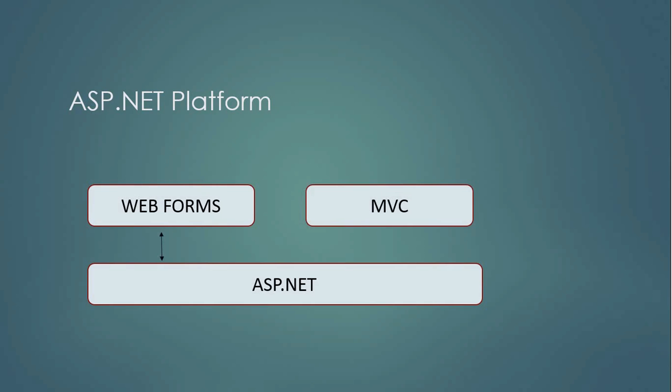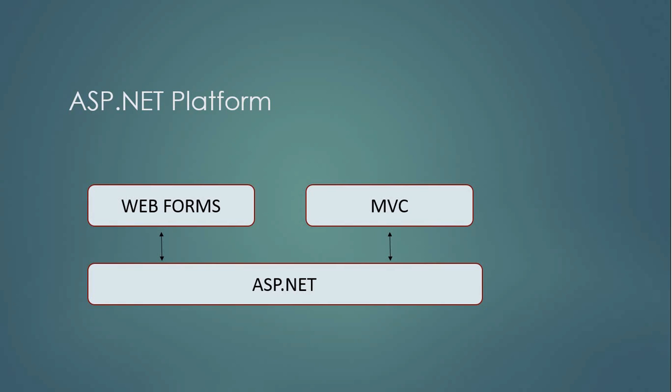As both web forms and MVC are built on top of the ASP.NET platform, the core set of ASP.NET features are available to both web forms and MVC. So there are a few similarities between web forms and MVC, such as both use the ASP.NET pipeline to handle the request. So handlers and modules are used by both web forms and MVC. Both have access to ASP.NET core services such as caching, identity.